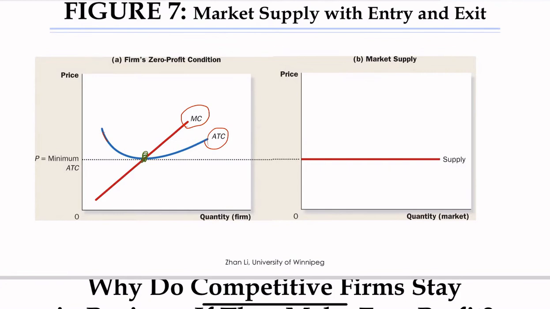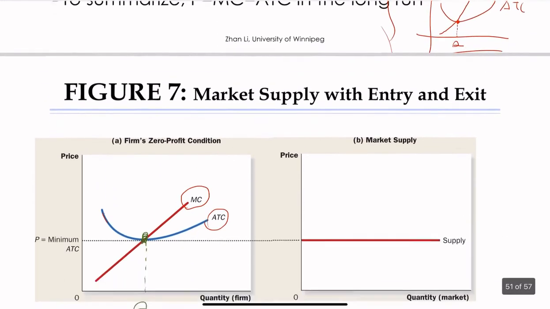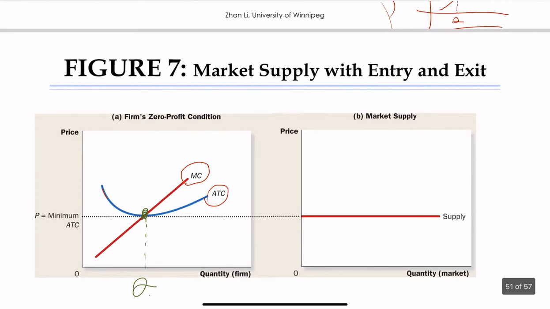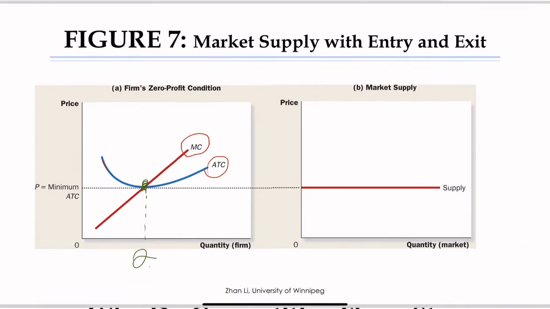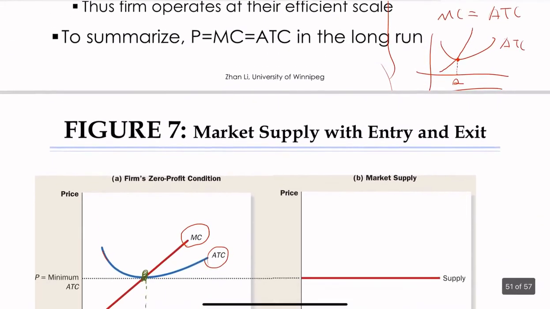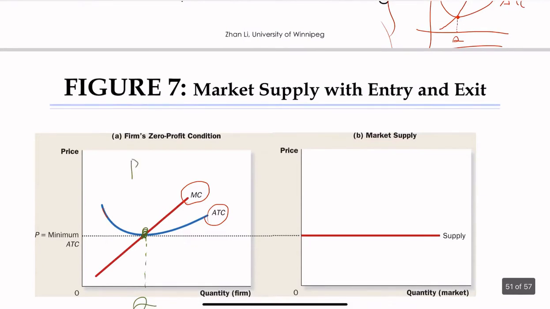By the definition of efficient scale, the firm must produce at this Q here. That is, in the long run, the firm must produce at the efficient scale. And also you can see that in the long run, you have this neat result: P equals marginal cost equals average total cost, right?